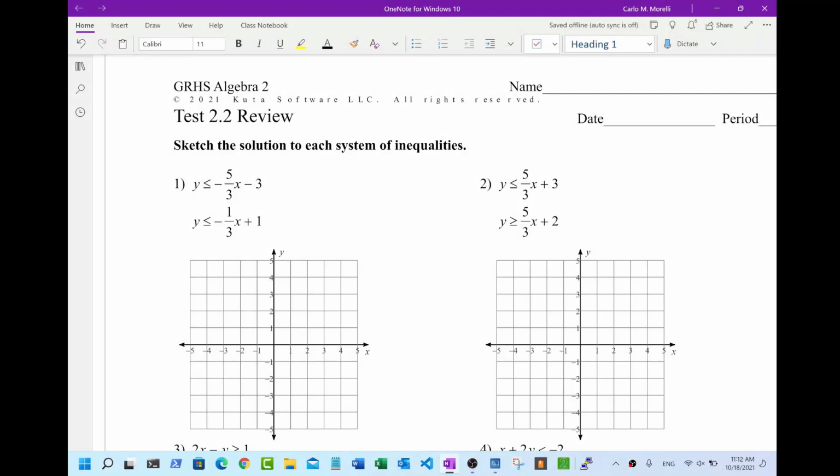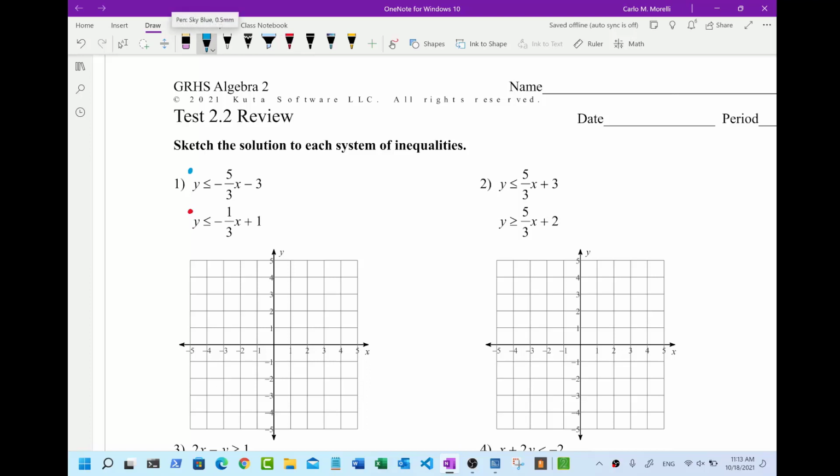All right, ladies and gentlemen, welcome to this recording of the Test 2.2 review solutions. We are going to begin with number 1, where we're asked to sketch the solution. So we're not evaluating a point, we're drawing. This is a drawing problem. So I'm going to choose two colors, blue and red. The top equation will be blue, the bottom equation will be red.